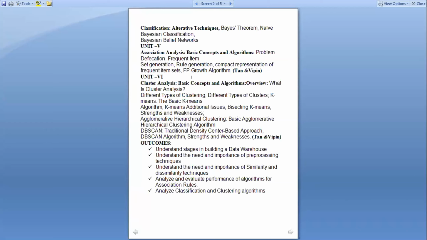So far, we have only one remaining unit, the 6th unit. Now in today's class, we will discuss association analysis, and revise the basic concepts and algorithms.